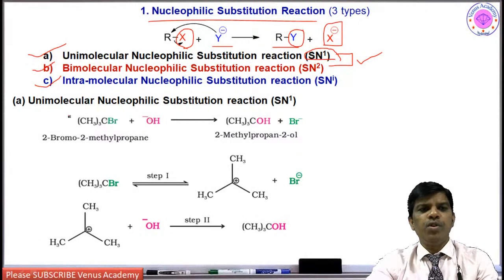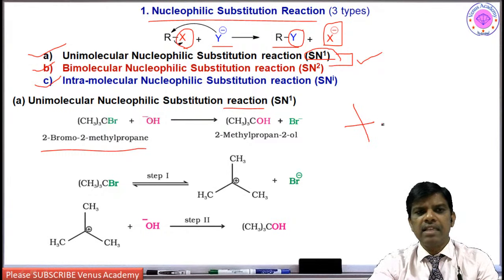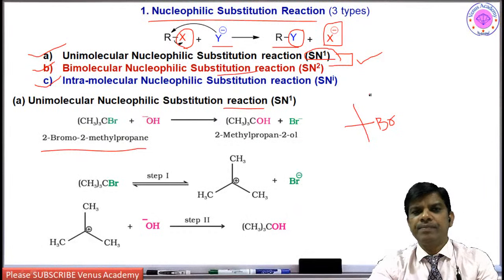For example, the unimolecular nucleophilic substitution reaction. Let us learn SN1 first, because if I take SN2, you are going to get confused. So simply take tertiary butyl bromide, or 2-bromo-2-methylpropane. It is nothing but tertiary butyl bromide. When I treat it with a base, for example OH minus, what is going to happen?